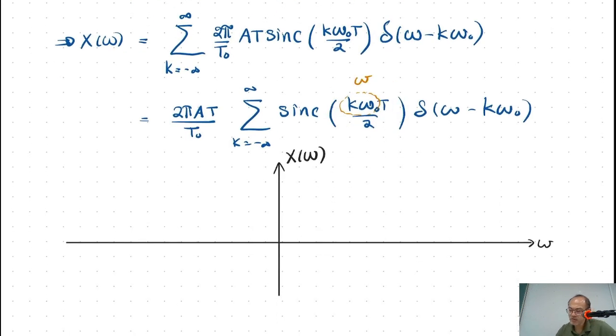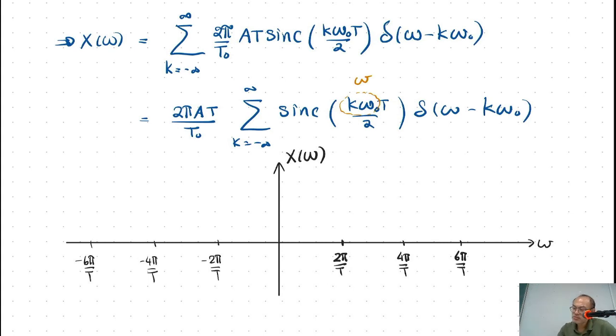So the first zero crossing occurs at 2 pi over t. The second occurs at 4 pi over t. The third occurs at 6 pi over t, and so on. And on the left is minus 2 pi over t, minus 4 pi over t, minus 6 pi over t. These are the zero crossings of the sinc signal.